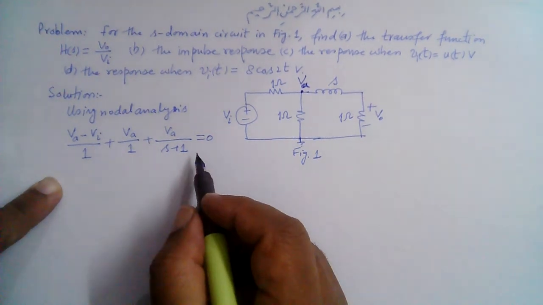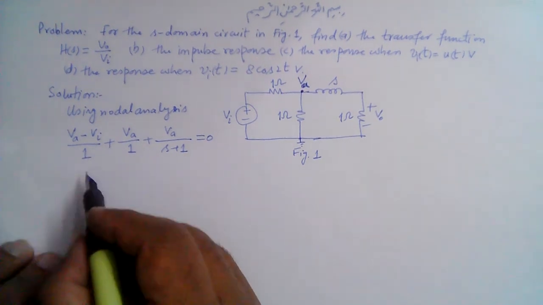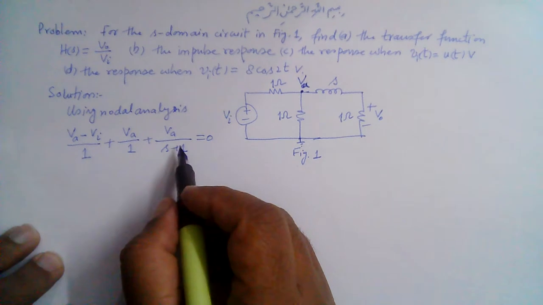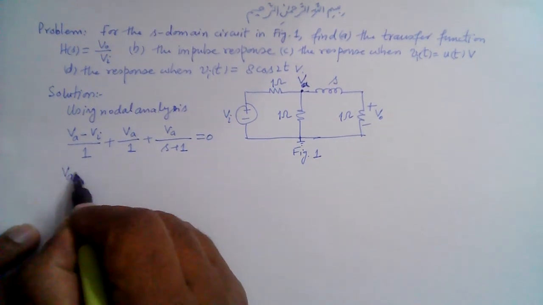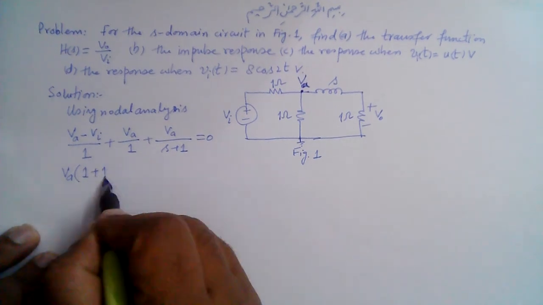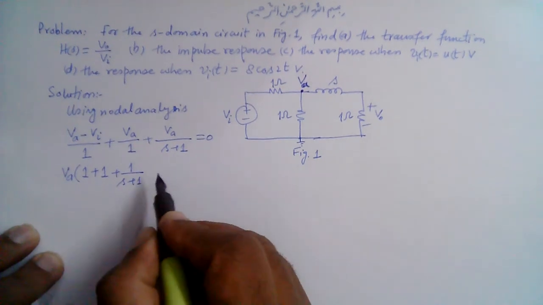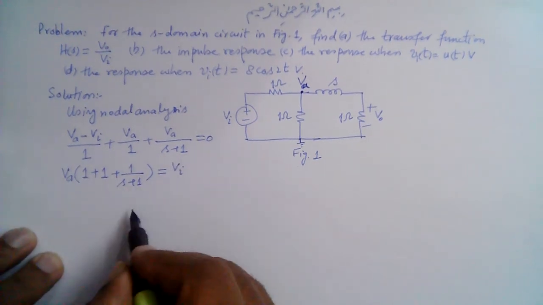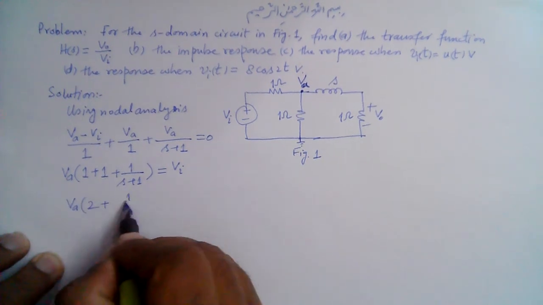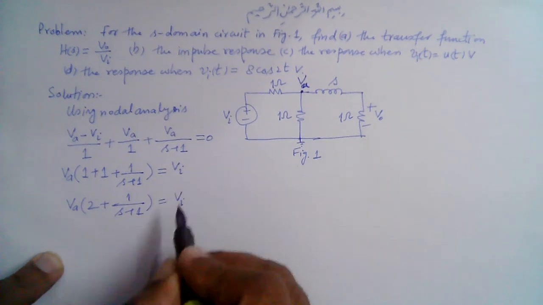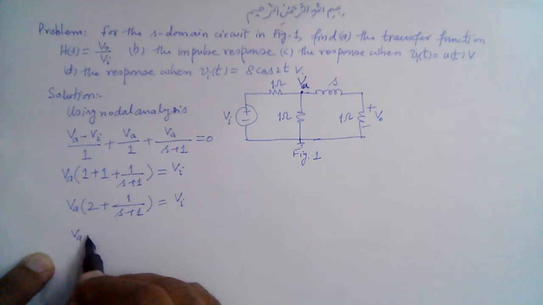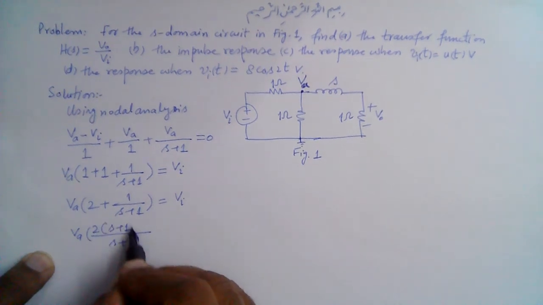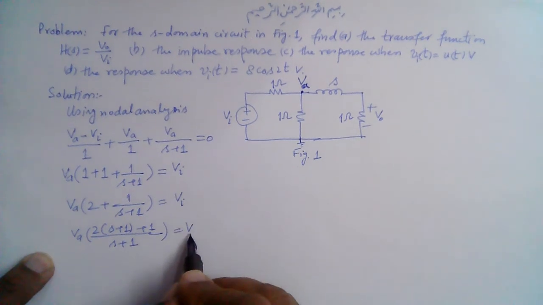So let us simply separate the terms relating to Va. So this is Va, this is 1 over 1, this is 1 plus 1 plus 1 over s plus 1, and this is equal to, this is minus Vi over 1, so this is equal to Vi. So this is Va into 2 plus 1 over s plus 1 is equal to Vi.